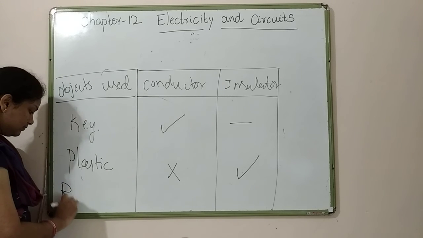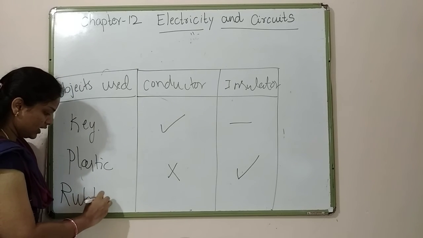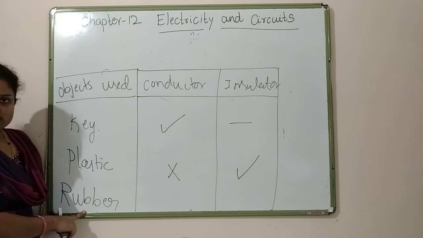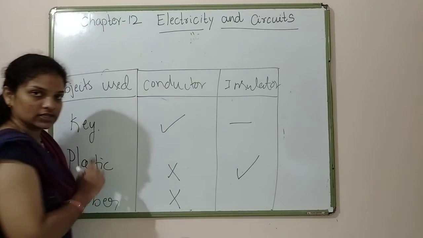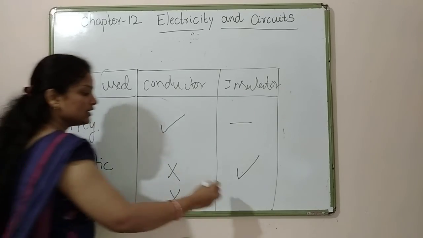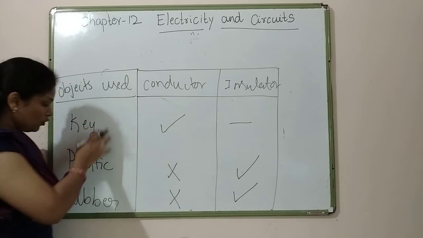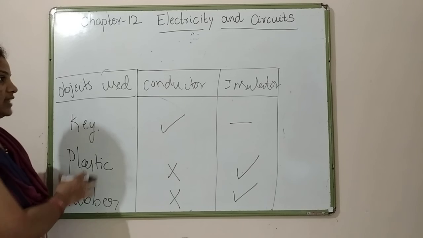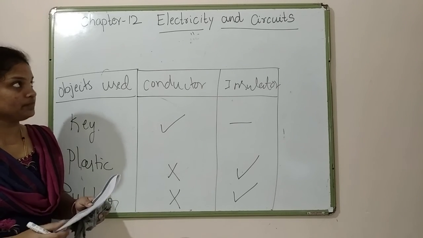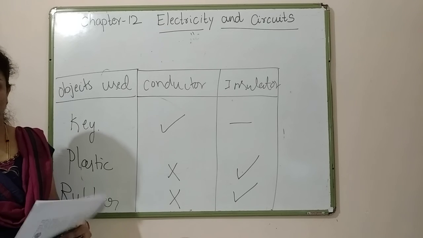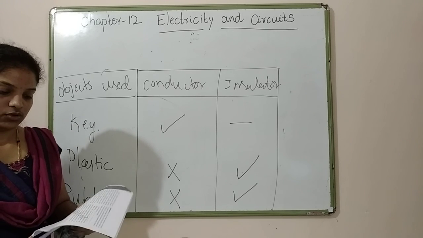Take rubber, take an eraser. Will it allow the current to pass through? No. So this is not a conductor. This is an insulator. Take a few more materials like this and make this table. So here completes chapter 12, that is electricity and circuits. So practice all this at home. Thank you.